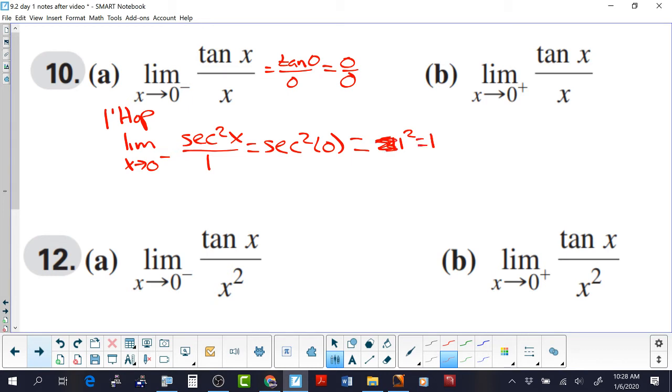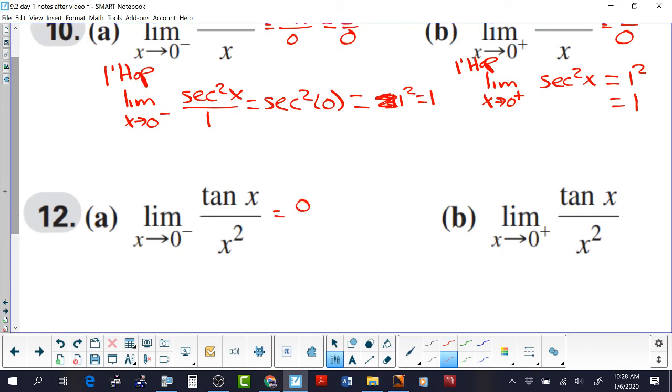I wrote equals twice. Because the denominator goes away, I can use L'Hopital's here. Tangent of 0 is 0 over 0. Limit as x approaches 0 from the right. It doesn't really matter that we're on the right or the left here because the denominator is gone. Secant of 0 is still 0, or excuse me, 1. 1 squared is 1. So it really didn't matter that we're on the left or the right side for that one. On number 12, it does matter.